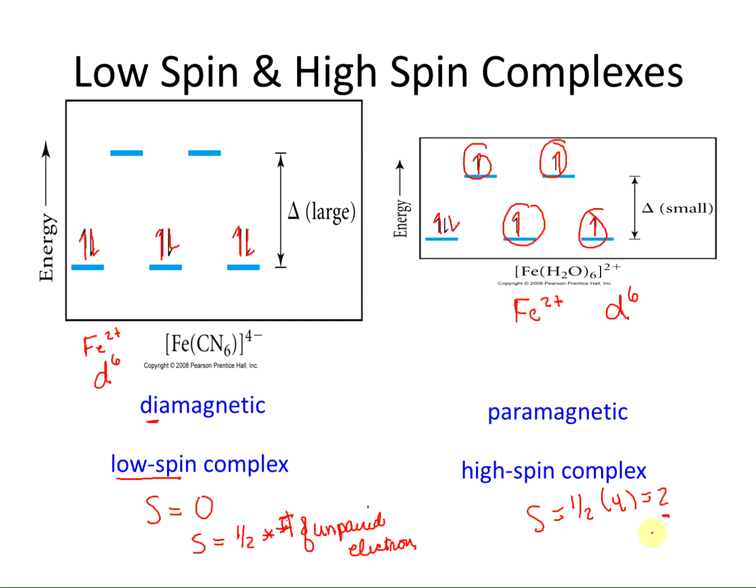Now, because we put the electrons up high and we have unpaired electrons here, we have a paramagnetic compound. So anytime you have at least one unpaired electron, the compound is paramagnetic. And paramagnetic, so you've got parallel spin, so you have at least one unpaired electron.